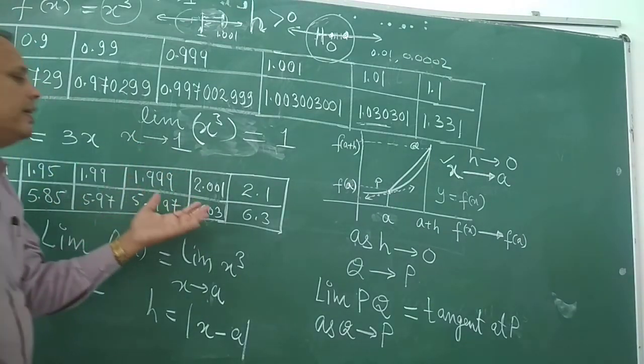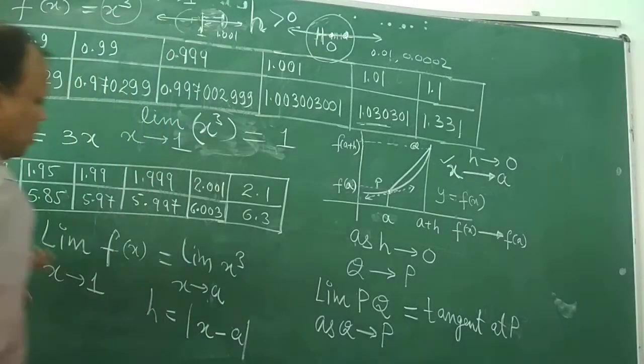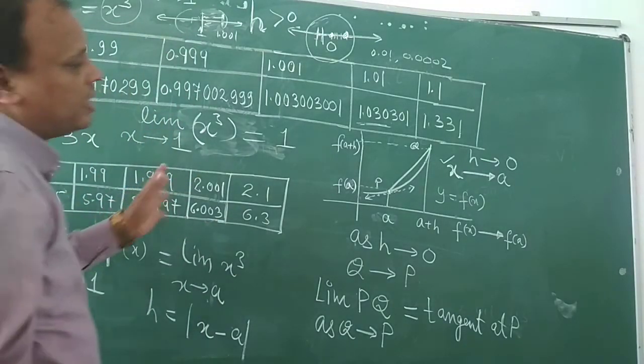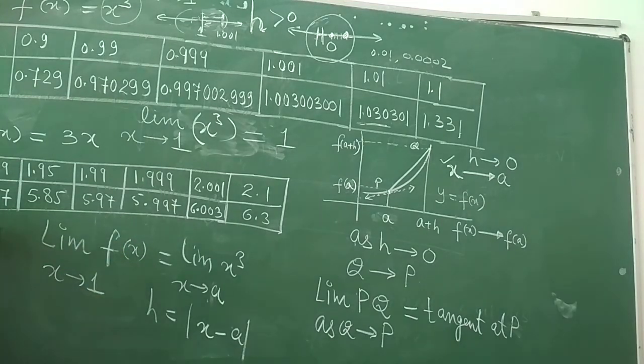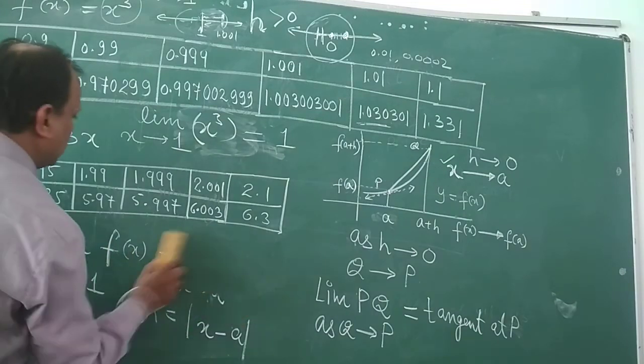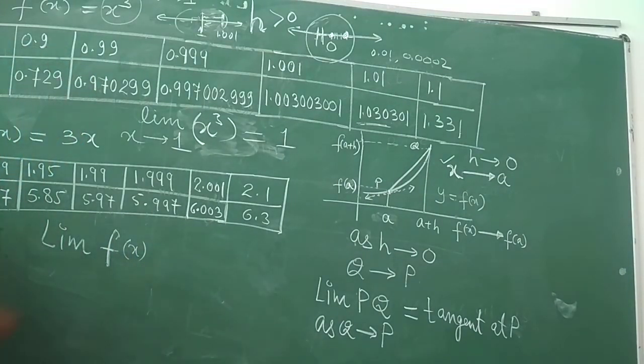It's a very rough idea, we are just putting it. More technical language we can study in the next video. Here is another example: f of x is 3 times x. What is the limit as x tends to 2?